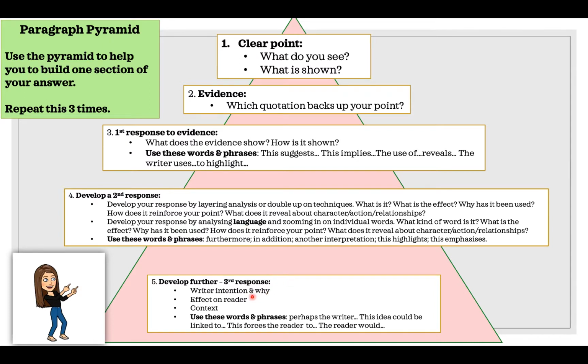The effect on the reader or the audience. How are we supposed to feel? What are we supposed to think? How are we supposed to view these characters? Context, if it's relevant. And again, try and use some words and phrases to help you develop your response.